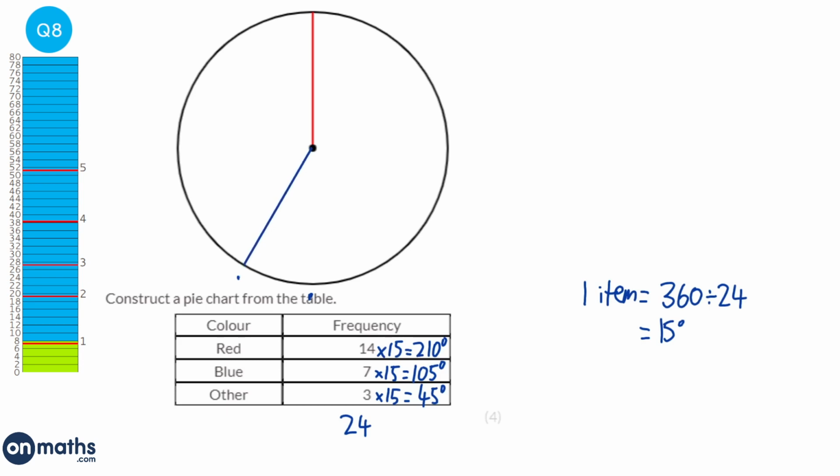Then to do 105, we're going to put our protractor in the middle, and we're going to look at 105, which will be up here, and then we're just going to join it up with a straight line. And then we're just going to check the last angle, and so if I put my protractor on it, it is 45 degrees. Perfect. Now, an important step to not miss is you need to label them. And so the first one is red, the second one is blue, and then the final one is other.